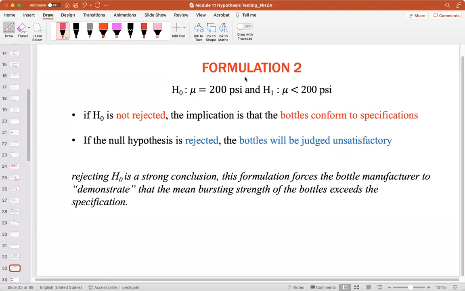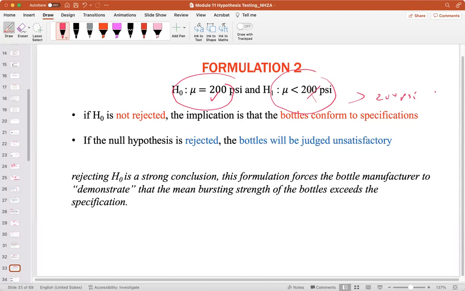So if we were choosing formulation number two, which is mu equal to 200 PSI and the alternative hypothesis is less than 200 PSI, and H naught is not rejected, which means that we are saying yes to this, no to this, the implication is that the bottles conform to specification. Because what is the opposite of the alternative hypothesis? It is greater than 200 PSI. If H naught is not rejected, I am saying it is equal to 200. It is not less than 200. Therefore, it should also be greater than 200 PSI.